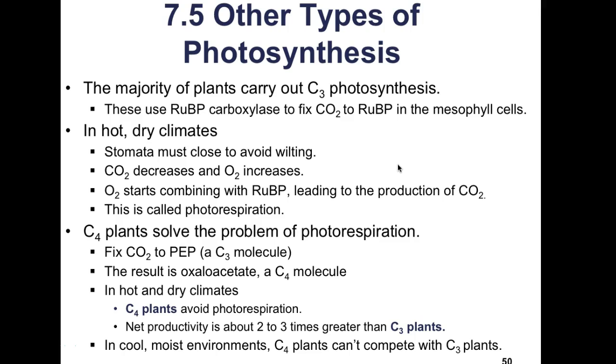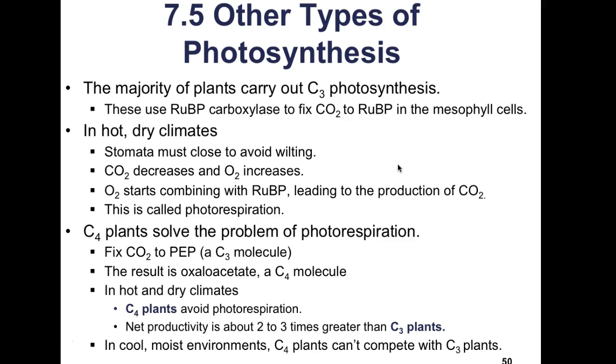In hot, dry climates, stomata must close to avoid wilting. CO2 decreases and oxygen increases, and oxygen starts to combine with RuBP, leading to the production of carbon dioxide. This process itself is called photorespiration. C4 plants solve the problem of photorespiration by fixing carbon dioxide to PEP, which is a C3 molecule, using PEP carboxylase. The result is a compound called oxaloacetate, which is a 4-carbon molecule.